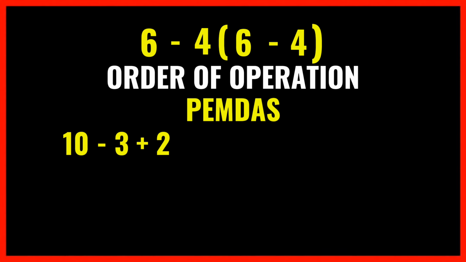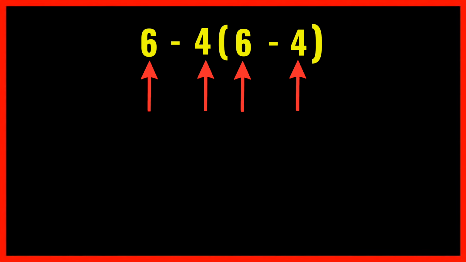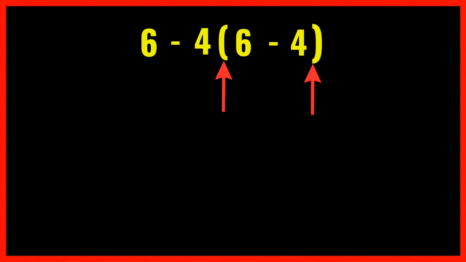For example, 10 minus 3 plus 2 becomes 7 plus 2, which equals 9. Now applying this correctly to our problem, 6 minus 4 times 6 minus 4. We start by checking for parentheses. If we treat the second 6 minus 4 as a grouped expression, we evaluate that first, which gives us 2. So now the expression becomes 6 minus 4 times 2.